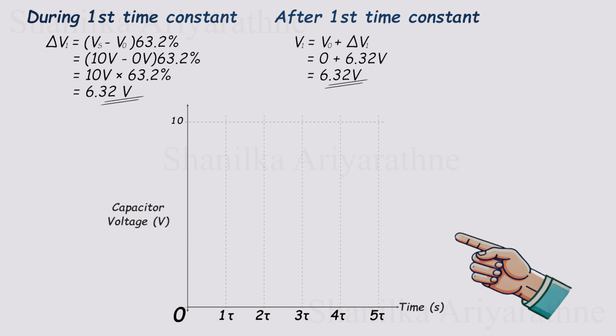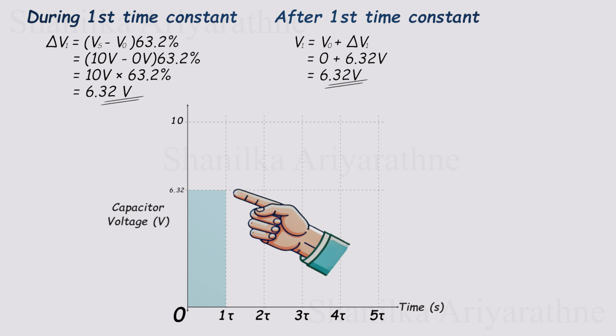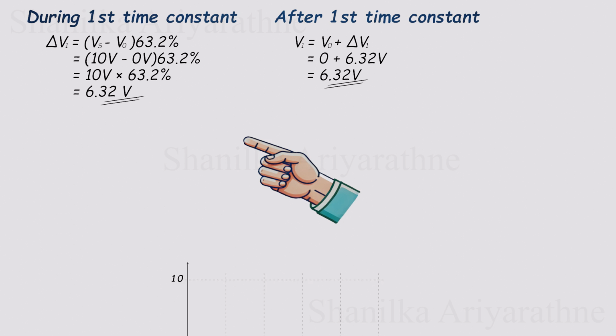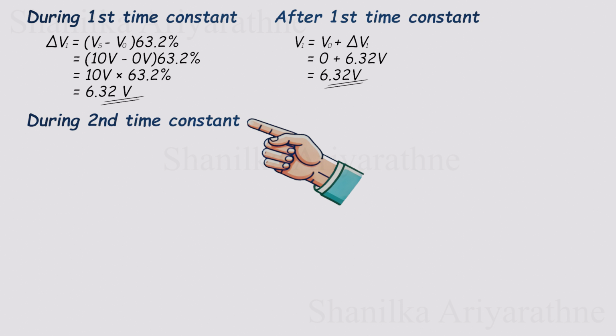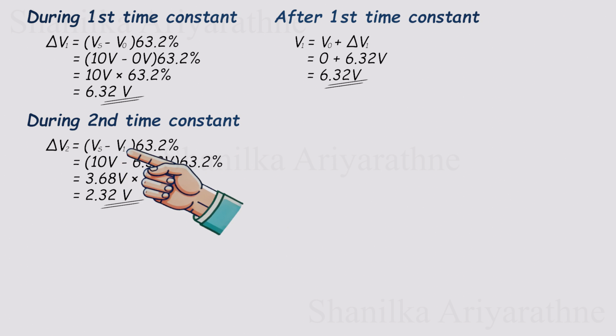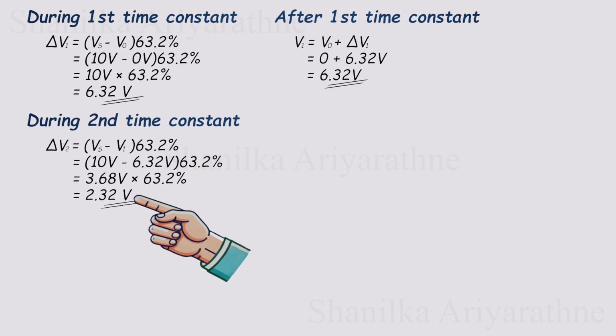Let's mark this point on a voltage versus time graph so we can see it more clearly. At 1 second, the voltage reaches 6.32 volts. Plotting it out helps us actually see how the capacitor is racing toward the supply voltage, but still has a little way to go. We can calculate the voltage change during the second time constant in exactly the same way as before, but this time, keep in mind, the starting voltage is now 6.32 volts, because that's where the capacitor charged up to after the first time constant. From there, the voltage rise during the second time constant is about 2.32 volts.